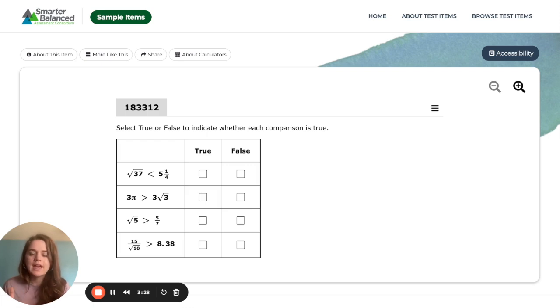Both the 4th grade and that 8th grade example demonstrate when questions demand that students simplify.